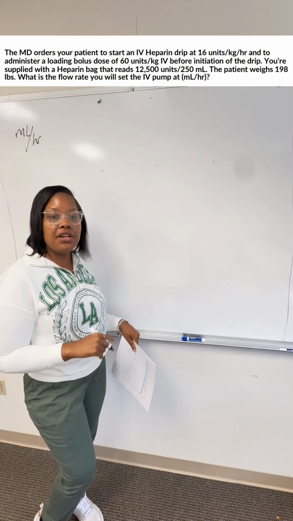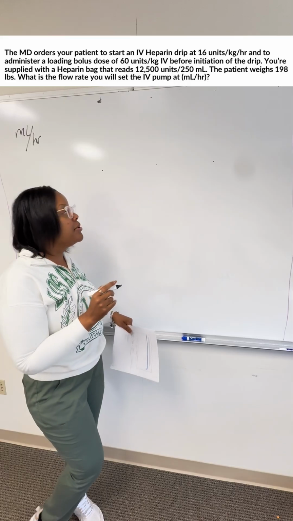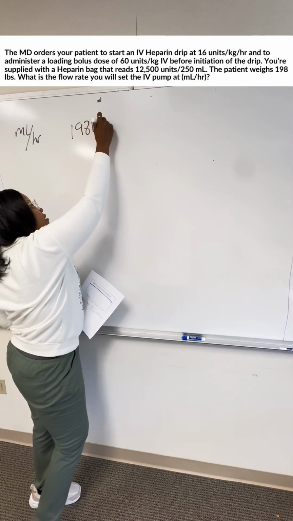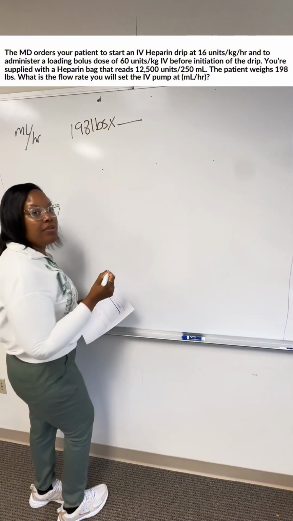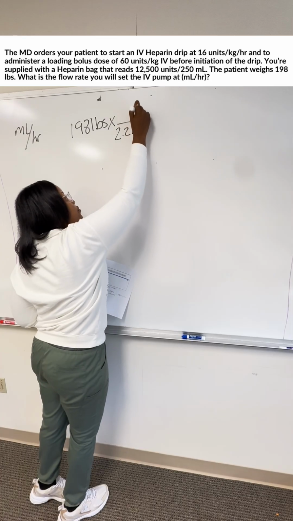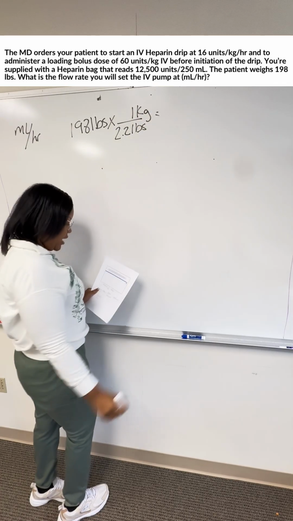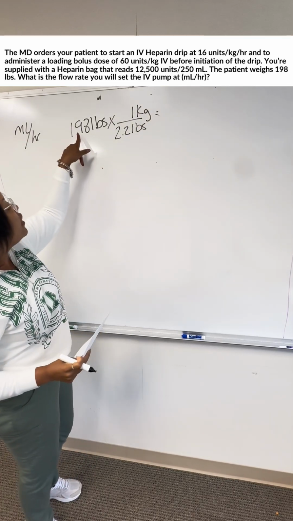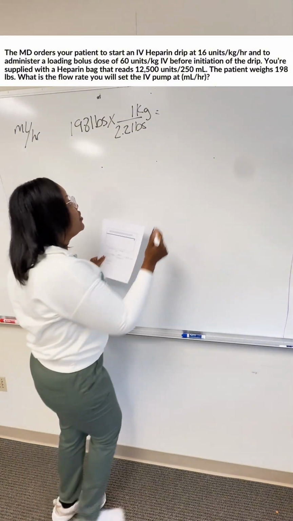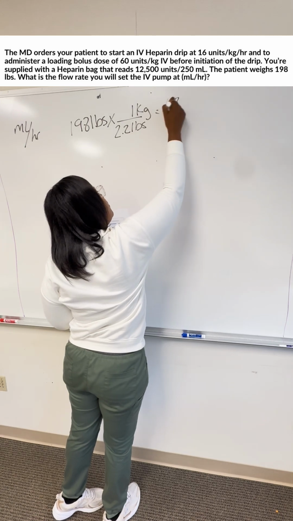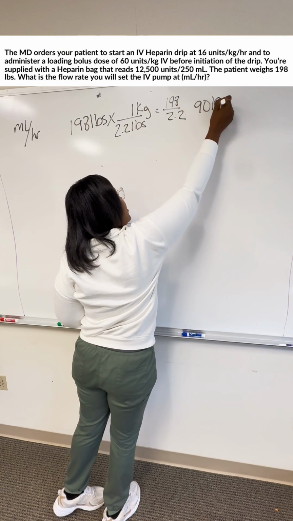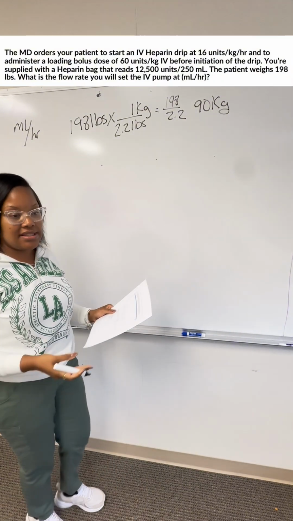So let's take this patient's weight in pounds and then put it in kgs. So they weigh 198 pounds. So we know that 2.2 pounds is equal to 1 kg. So you're going to multiply 198 times 1, which is 198, divided by 2.2. And that's going to give us 90 kgs. So this patient weighs 90 kgs.